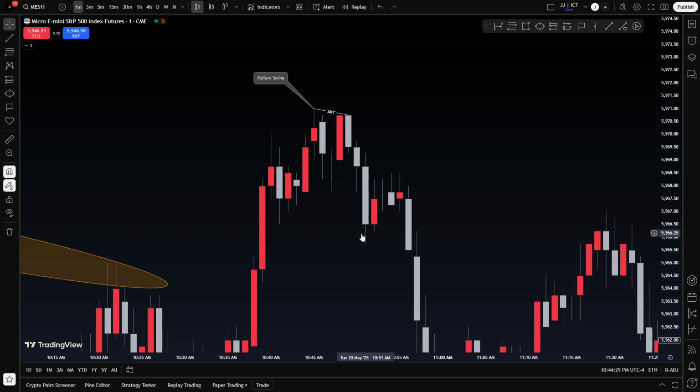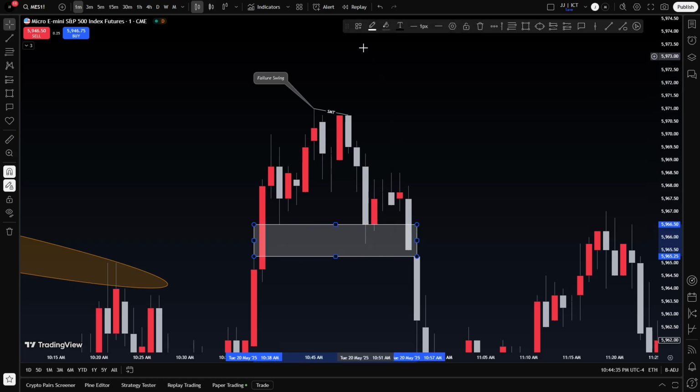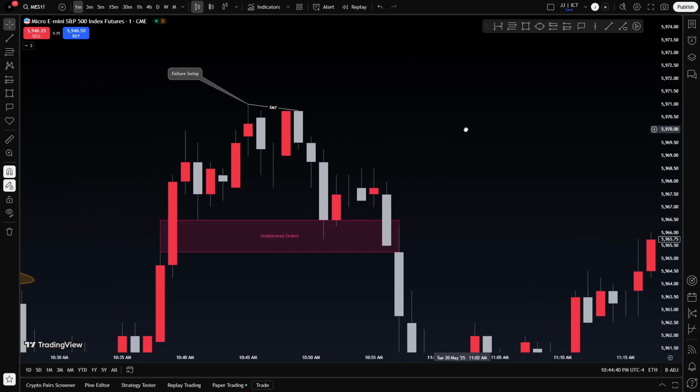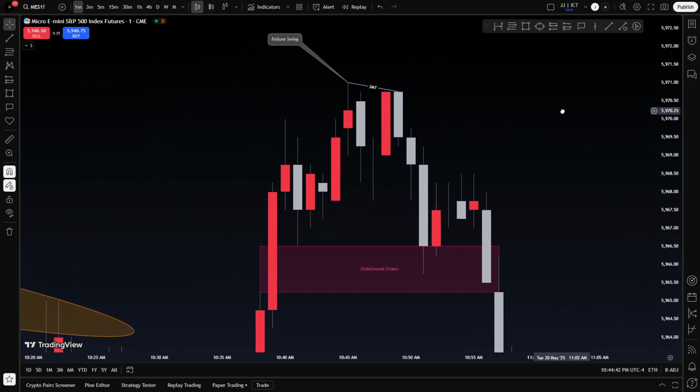We come down, break structure. We have the rest of this undelivered fair value gap right here. What is price going to do to it? Is it going to disrespect it or is it going to respect it? That's what we're looking for. Price comes down, uses the undelivered fair value gap to go back up, creating an immediate rebalance. Price, after it comes back up, does it tend to go any higher? Does it want to go higher? No, it doesn't.